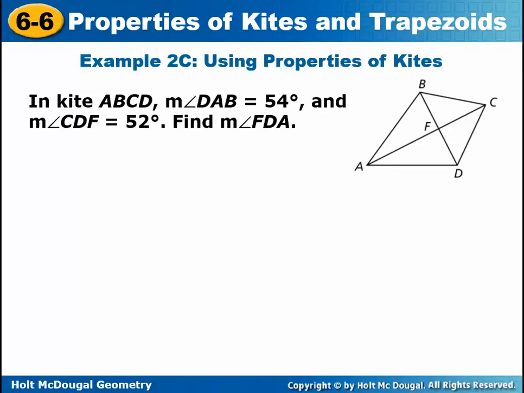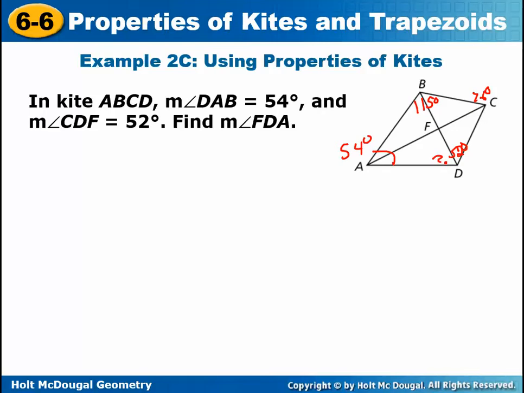Okay, here's another kite. In this one, we know that angle DAB, this one is, oh, it's the same one, 54, and this was 52, and we already found that this was 76, and we know now that this was 115. And now they want the measure of angle FDA. They want this angle.